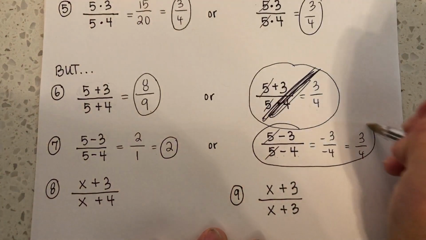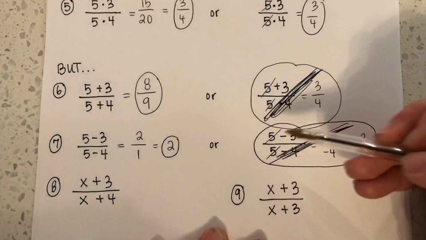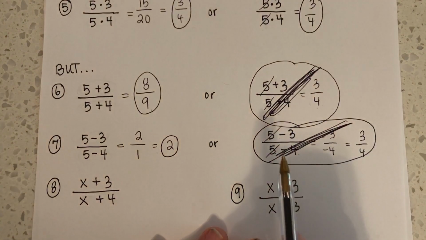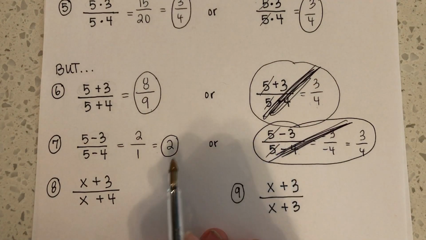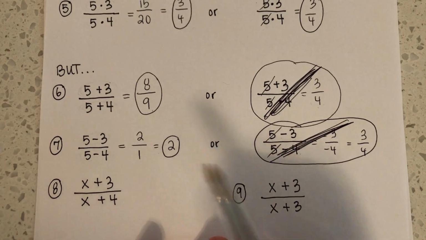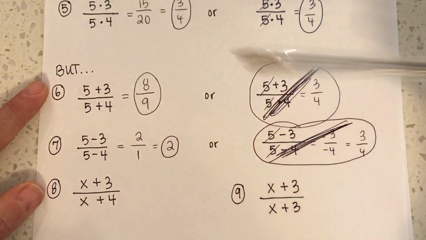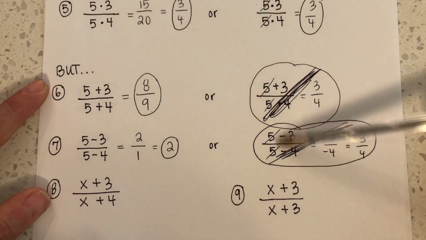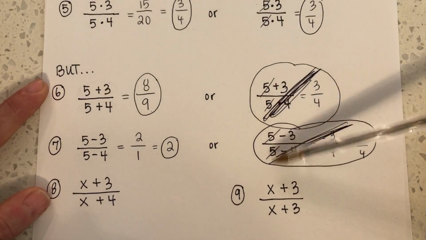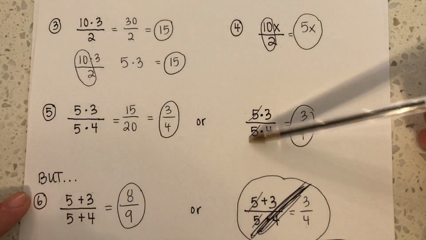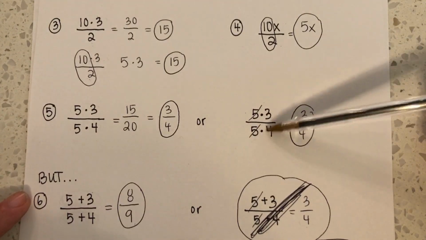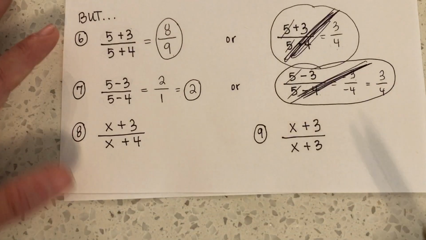So again, this is something you're going to want to do. You're going to want to cancel those 5s out, but you are not allowed to, okay? It does not get you the same answer that you're supposed to get. So again, adding and subtracting are going to be the enemy because you're going to be really tempted to want to cancel those 5s out, but you're not allowed to. You're only allowed to cancel those 5s out if they're attached by multiplication. Okay? All right, look here.